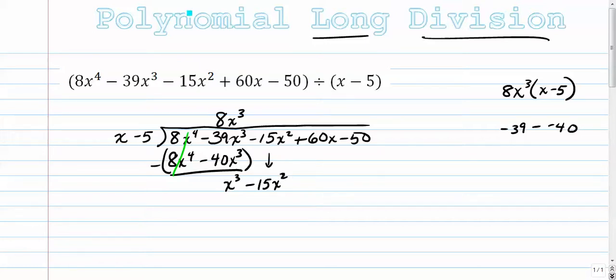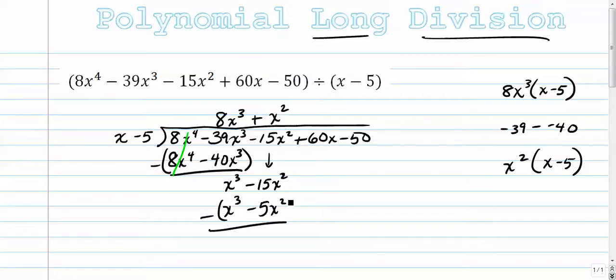And again, now we're examining lead terms. How many times does the lead term go into the lead term? Well, of course, the answer is x squared. So we put an x squared right here, and we multiply right back down. Now we're doing x squared times the binomial. This is a distributive property, x cubed minus 5x squared. Subtract them in parentheses, so that we know the negative sign applies to both terms. So negative 15x squared minus a negative 5x squared. That's negative 10x squared.